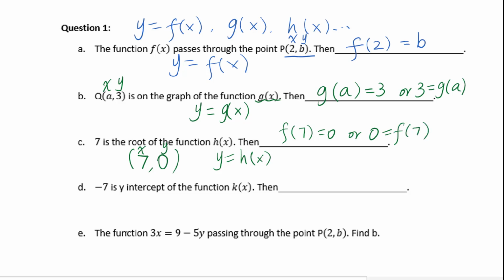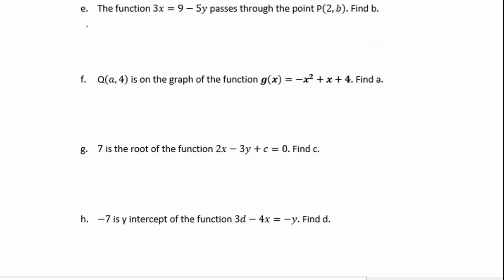Let's go to D. -7 is the y-intercept of the function k of x. For y-intercept, we can write down (0, -7). So for y equals k of x, we know this is x, here's y. Therefore, k of 0 equals -7.